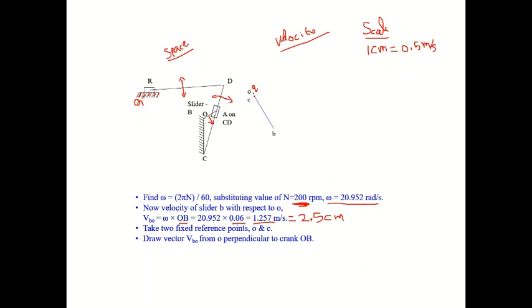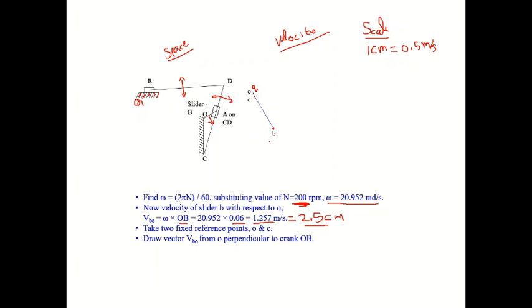Suppose you are going to draw the crank, you have to draw a perpendicular line, particularly in the downward direction, because it is in the clockwise direction. Downward direction, how much length? 2.5 centimeters. So from this place, draw a line perpendicular to OA.